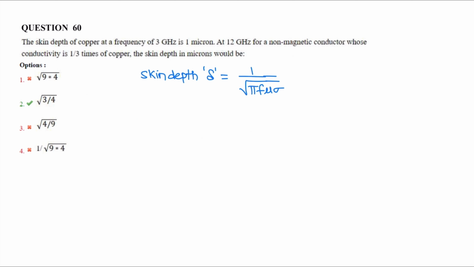Next question. Skin depth of copper at a frequency of 3 GHz is 1 micrometer.